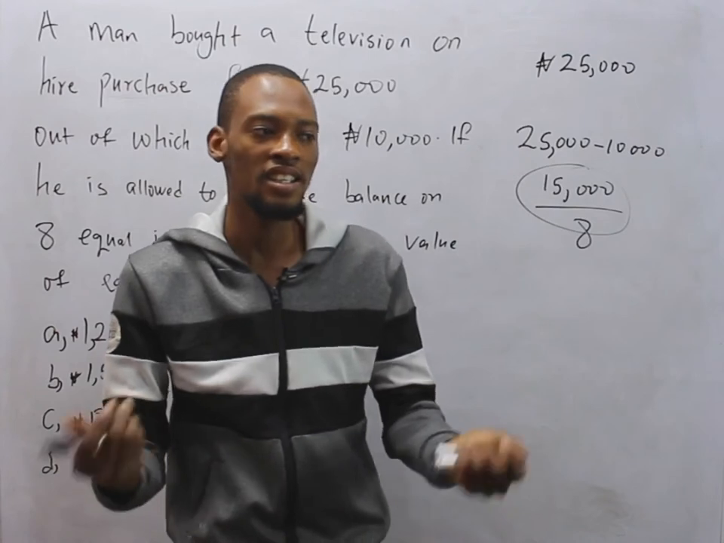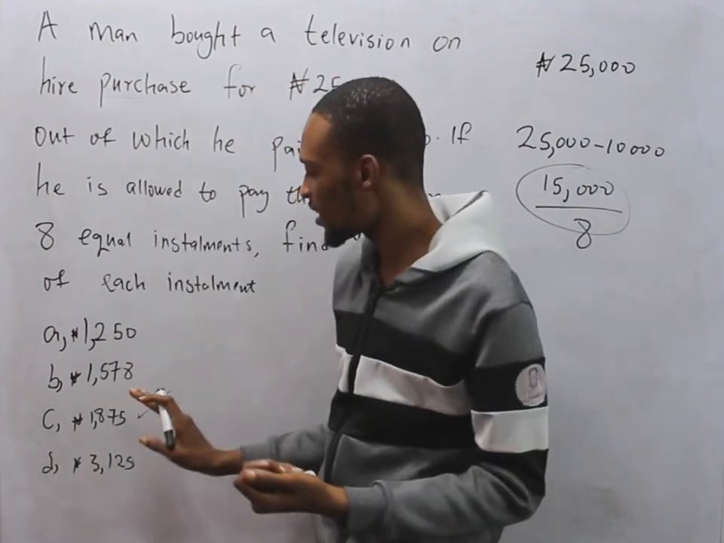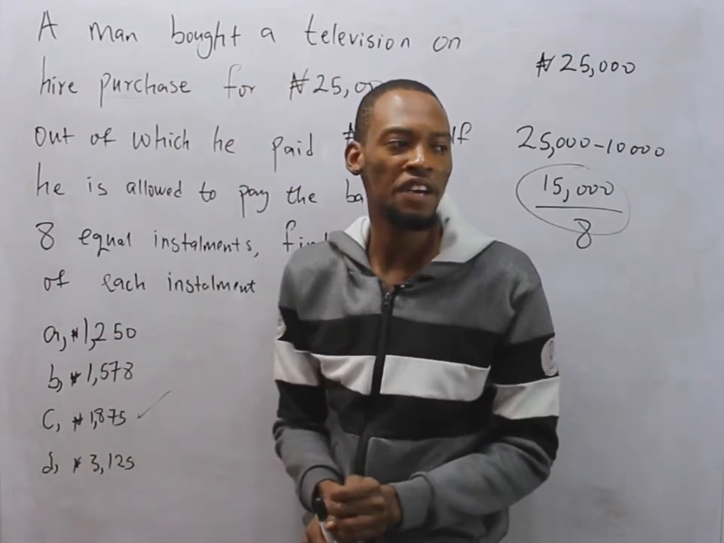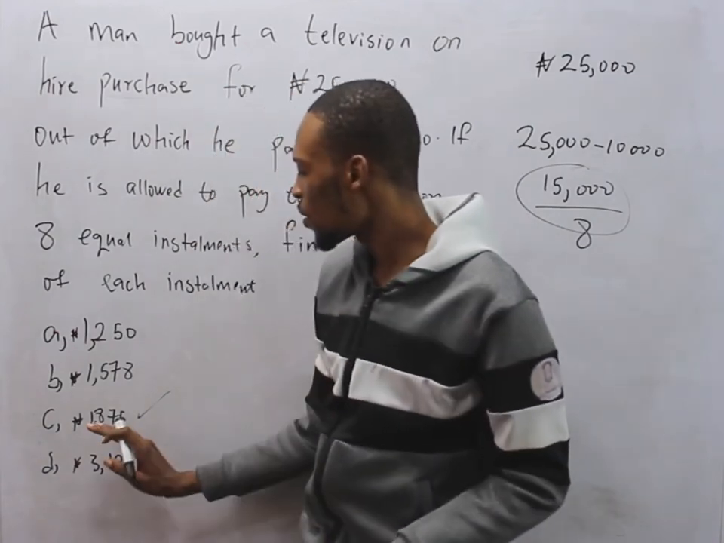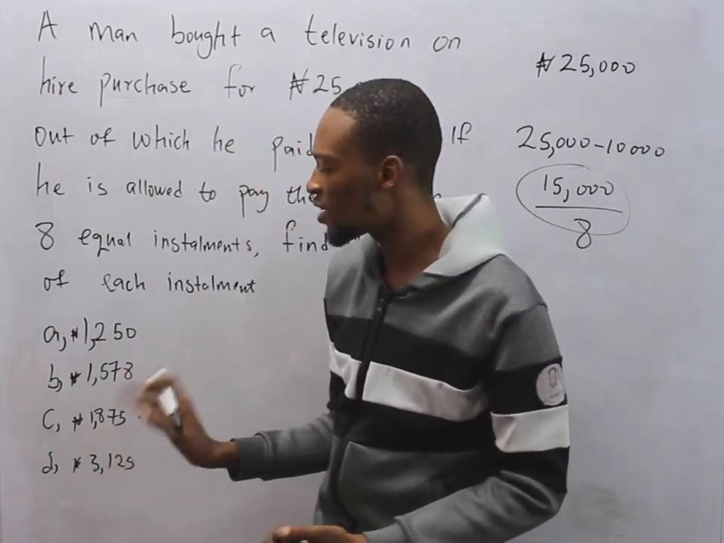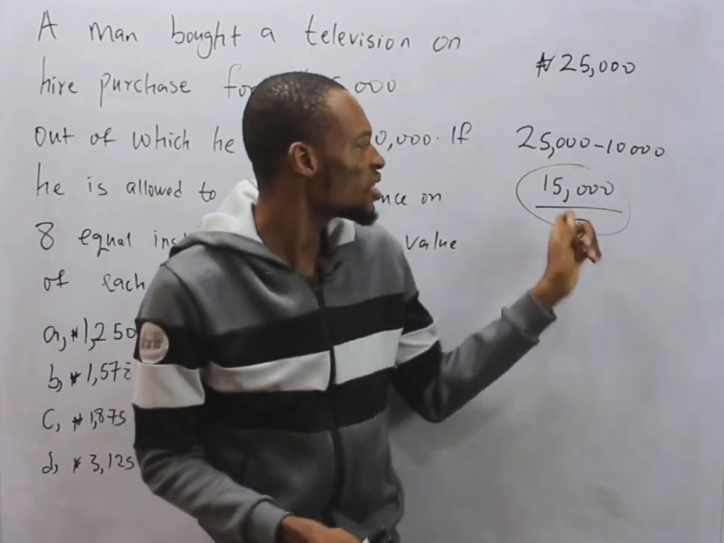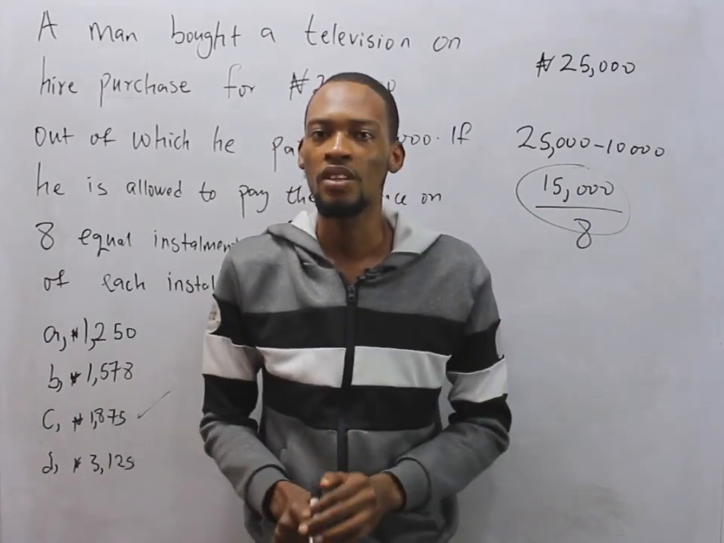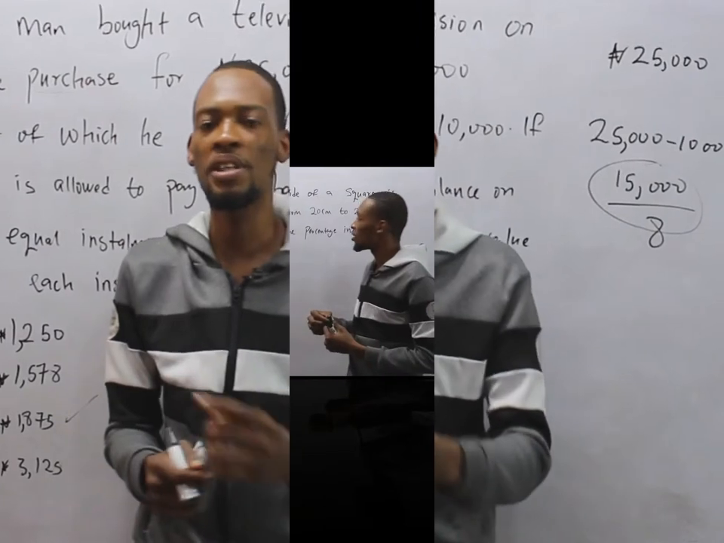So what is the answer? It is simply 1,875 naira. You can further prove it by multiplying 1,875 naira by 8. That will be equal to 15,000 naira. So that is the installment.